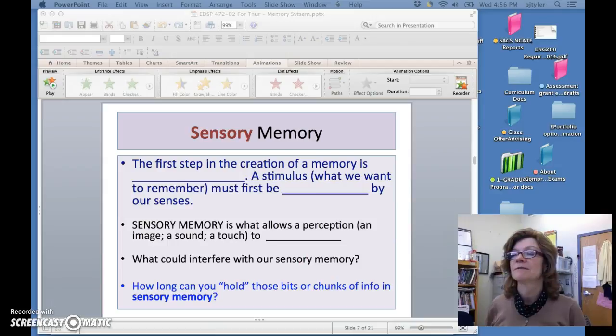So sensory memory was the first memory system. We'll talk about that. So the very first step, as we mentioned, in the creation of a memory is perception. So a stimulus, or what we want to remember, must first be perceived by our senses. And remember, our last unit was on perception. Sensory memory is what allows a perception to actually linger after that stimulation is over or has disappeared from view, or, for example, if you're listening to music, has stopped.